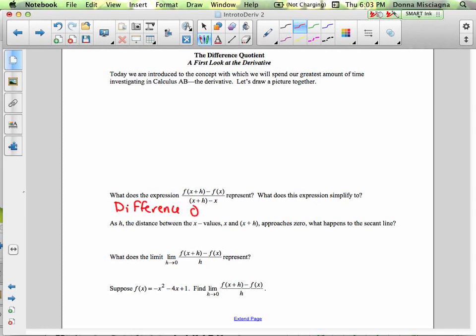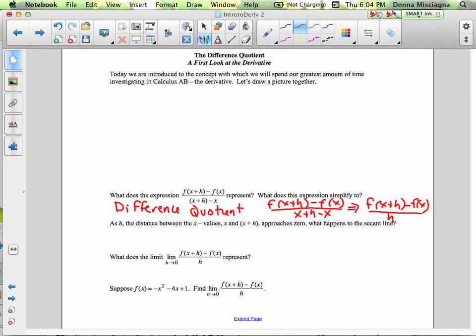That represents the difference quotient. And we could simplify that. We could distribute the x and combine like terms in the denominator. Right? So that would be f of x plus h minus f of x divided by x plus h minus x. Right? And then the x's would cancel. So that would be f of x plus h minus f of x all divided by h.